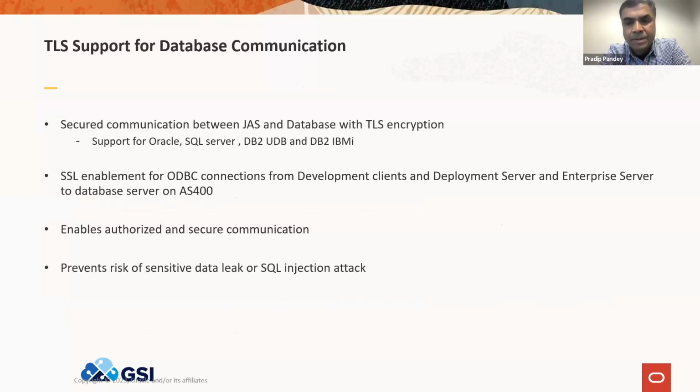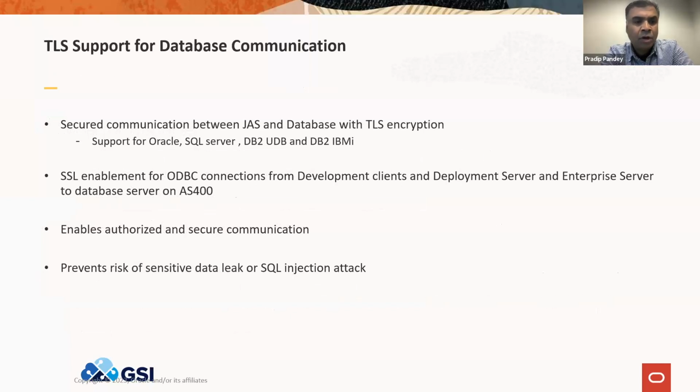Again, continuing the encryption journey for JD Edwards, we have had a lot of requirements and customer requests over the years to encrypt the pipe from the JD Edwards server to the database server. So Transport Layer Security, TLS, support has been added to database communications. We secure communications between the JDE server and the database server with TLS encryption. This is supported for Oracle database, SQL Server database, IBM DB2 UDB database, and IBM DB2 for IBM i database.